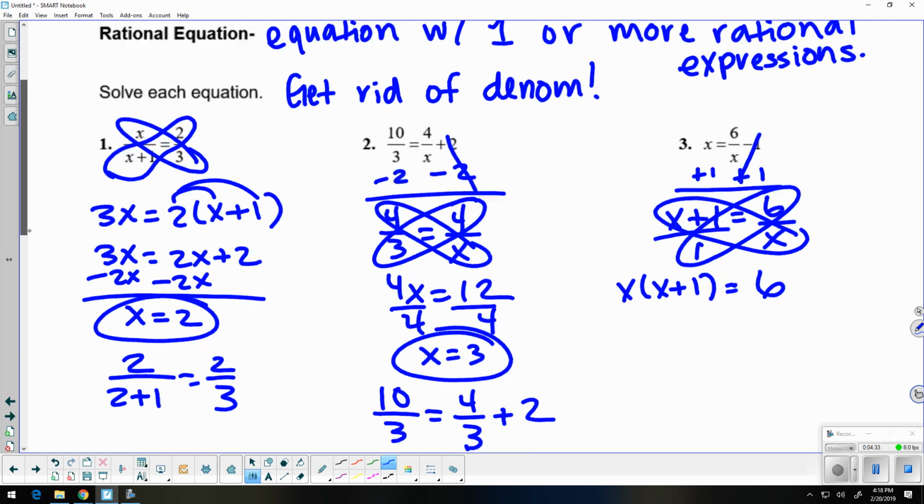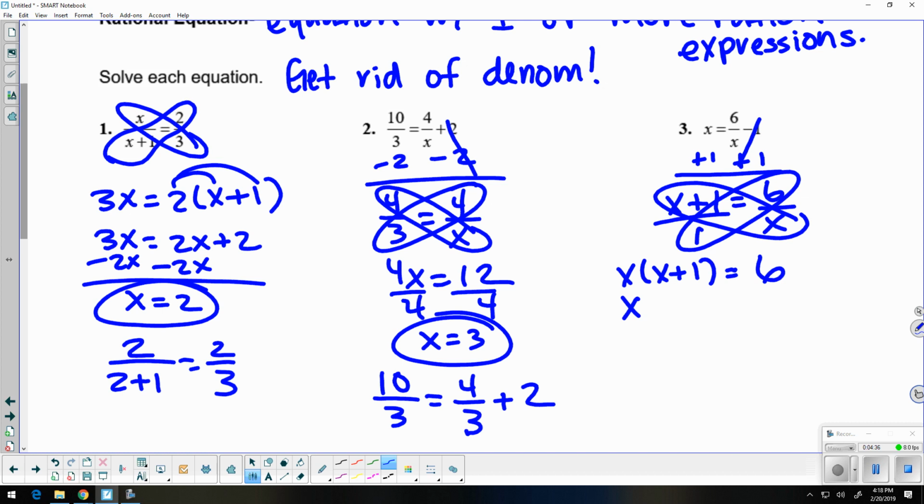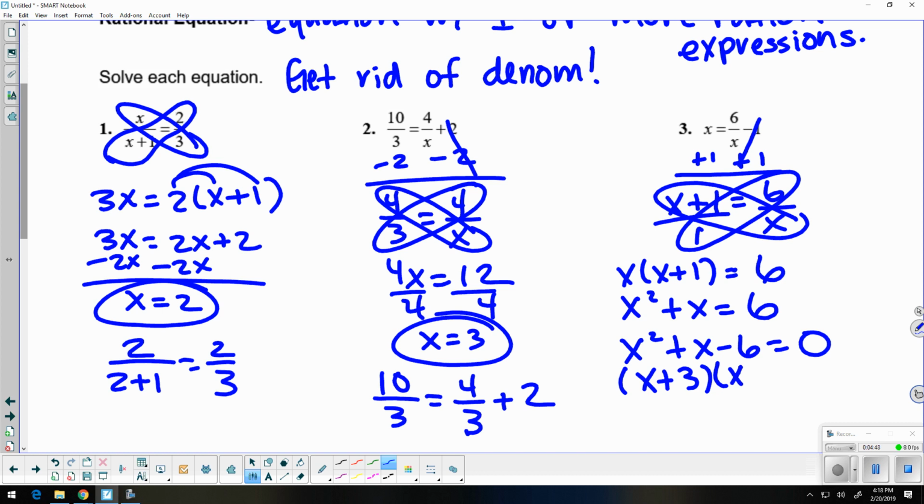Distributing the x, we would have x squared plus x equals 6, and now we should know what to do. We've got to set up to factor. So bring the 6 over, you'd have x squared plus x minus 6 equals 0. Factoring, this would be positive 3 and negative 2. And then solving, we get two answers that we have to check, negative 3 and also positive 2.